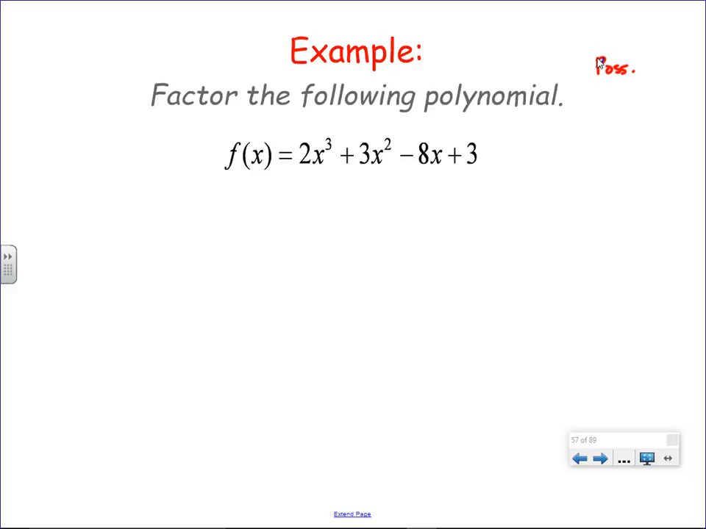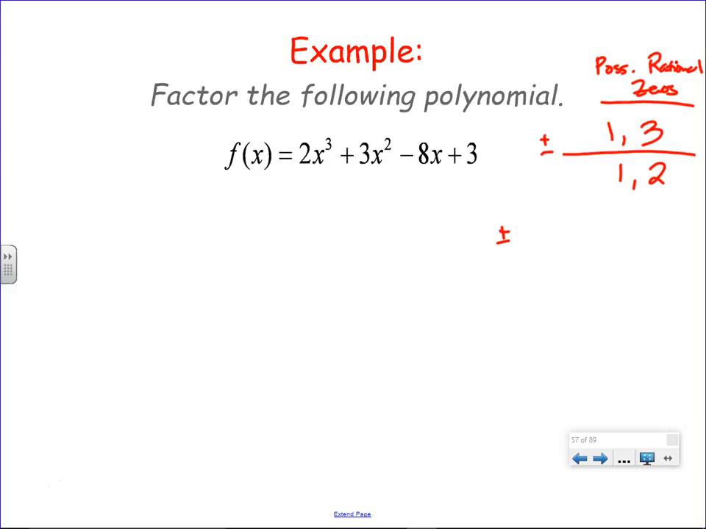Possible rational zeros. How do I find possible rational zeros? Plus or minus all the factors of the constant, the last term, over all the possible factors of the first. Do you know where I got those numbers? All the possible factors. Who goes into 3? 1 and 3, when we're talking about just natural numbers, whole numbers, technically. Who goes into 2? 1 and 2. Done. So what are all my possible rational zeros?